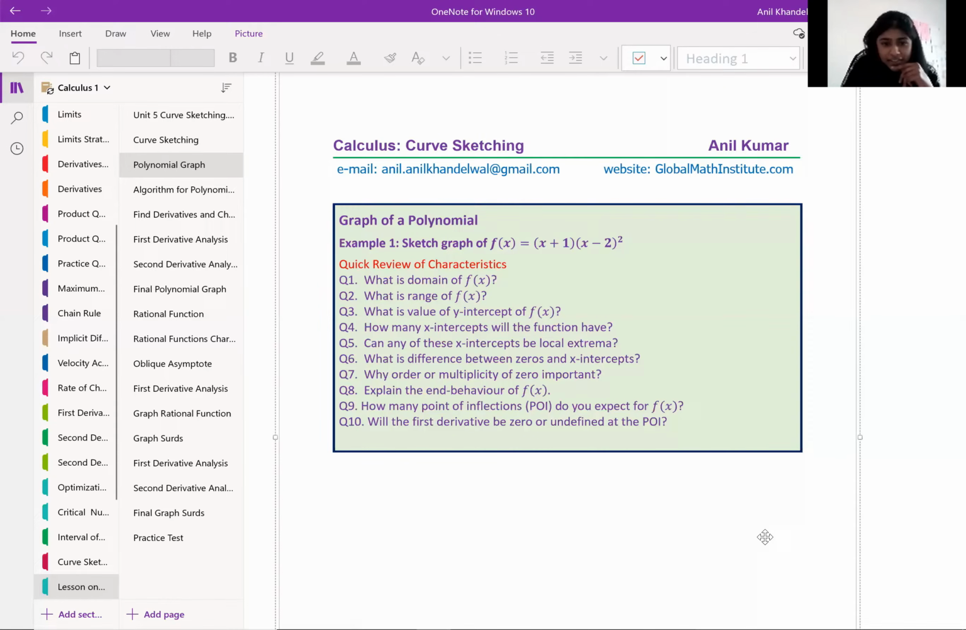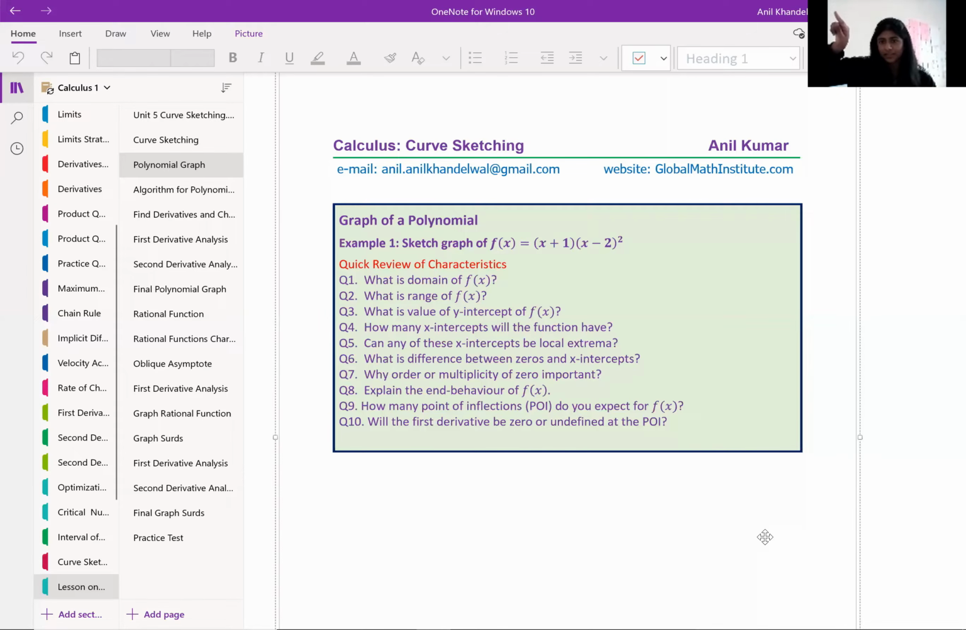Question 9? Yes. How many points of inflection do you expect for f(x)? You said 1. Question number 10. Will the first derivative be 0 or undefined at the point of inflection? It will be undefined. Why? Because we already said that it's going up and then the concavity changes. Concavity changes at 2. That's the local minimum, and then it goes up again.